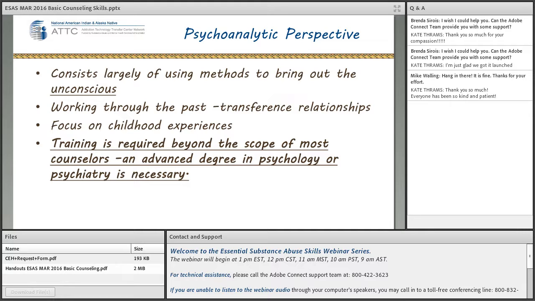So now we're going to go into the psychoanalytical perspective. It consists largely of using methods to bring out the unconscious, working through past transference relationships, focused on childhood experience, and training is required beyond the scope of most counselors. An advanced degree in psychology or psychiatry is necessary.